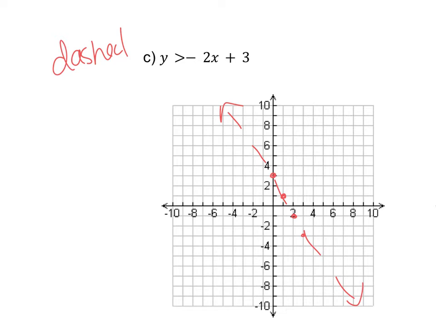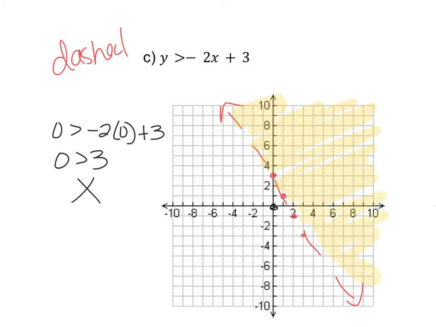Okay, so looks like we can pick 0, 0 again. So if I have 0 is greater than -2 times 0 plus 3. Is 0 greater than 3? No, it is not. So that means since that point does not work, we're going to shade in the opposite direction. If you would like to be super sure, you could pick a point in this region and try it and see if it works. But you definitely don't have to. Just know if it fails, shade the opposite way.